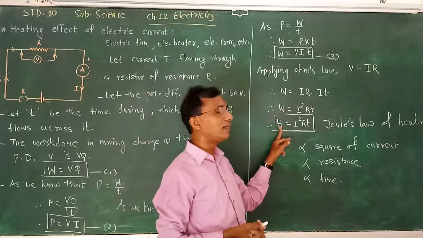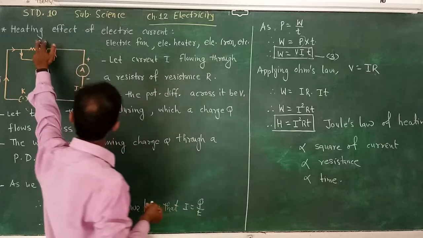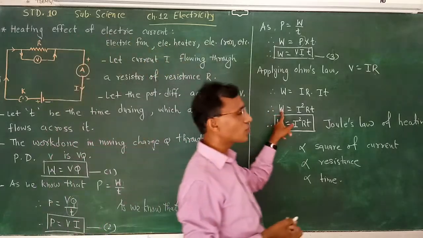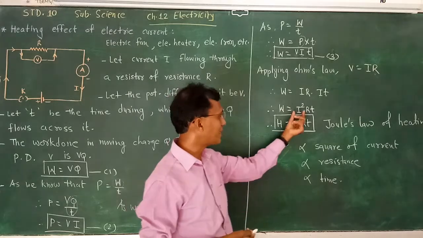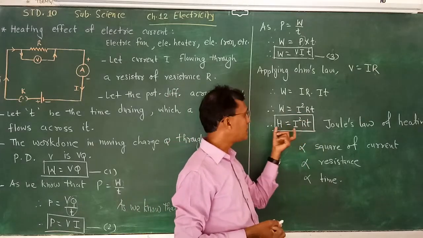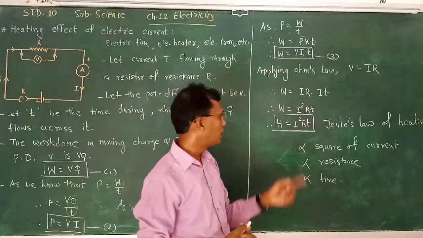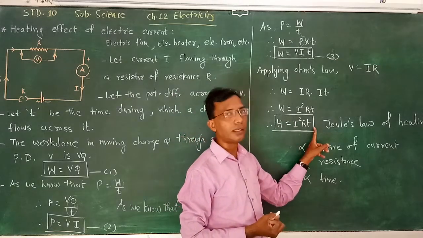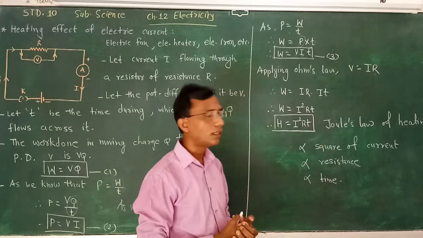So in place of W, we write H, the heating effect of electric current. That is H equal to I square RT. And this equation is known as Joule's law of heating.